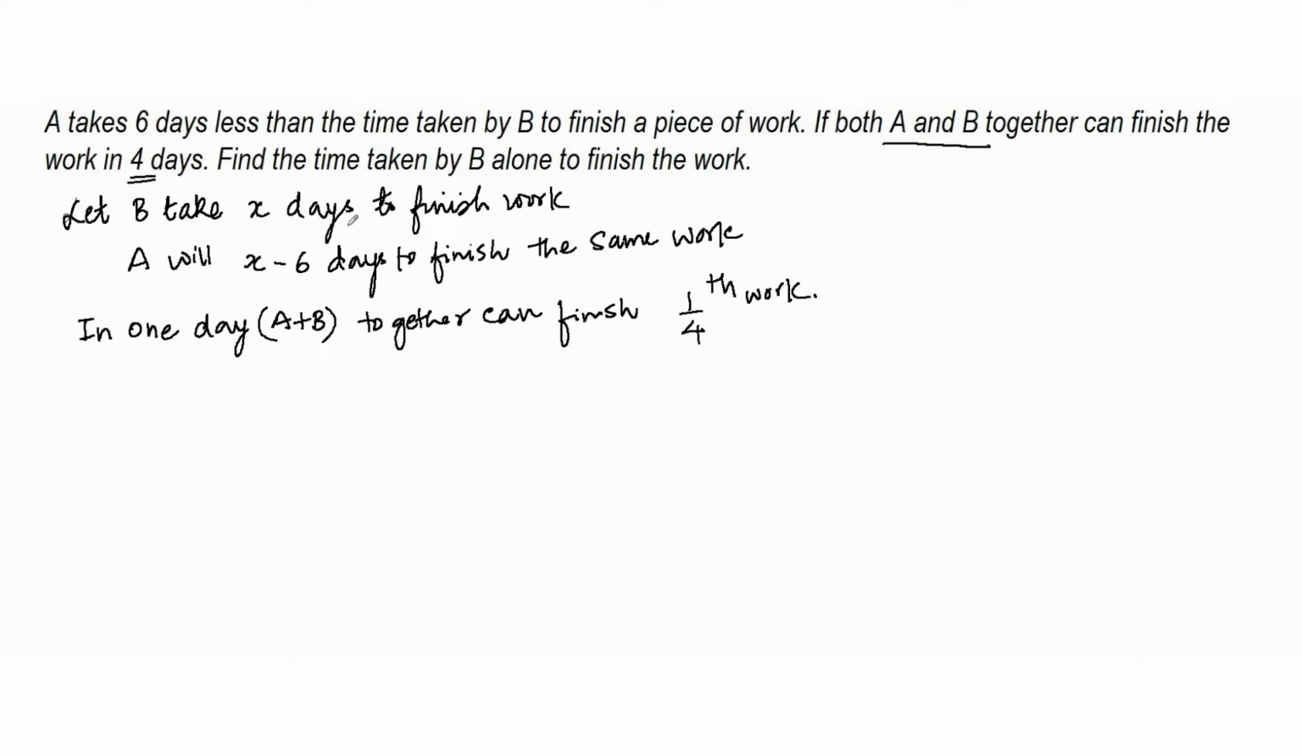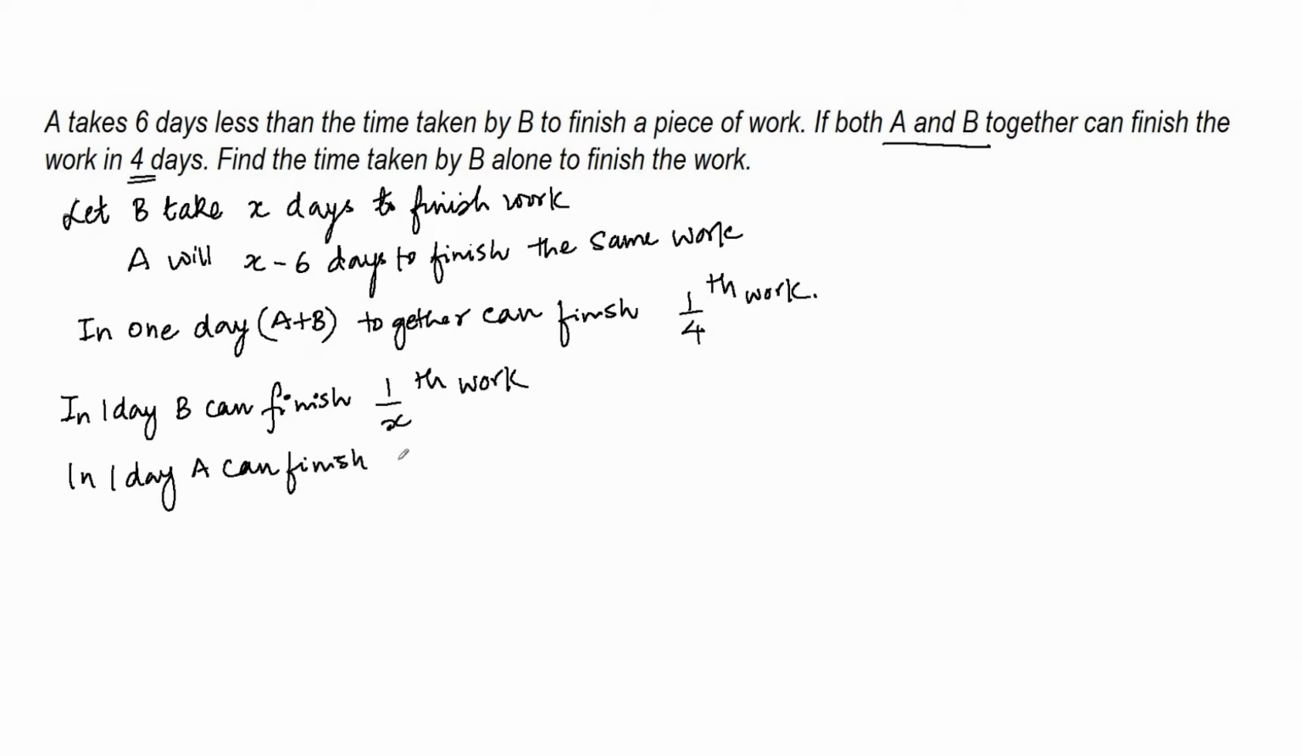Now I know that because B takes X days to finish the work, in one day B can finish 1/x of the work, right? And similarly A takes X minus 6 days to finish the work. So in one day A can finish 1/(x minus 6) of the work. Now I know that I cannot add the number of days taken by both of them, but what I can definitely do is I have a fraction of the work completed by them in one day.